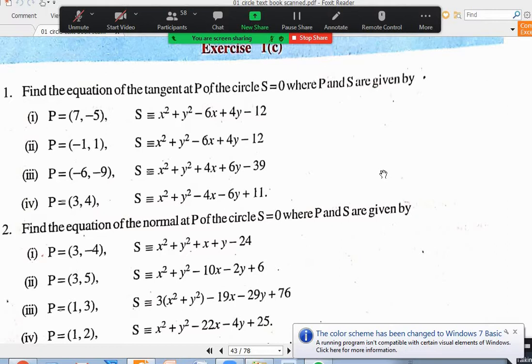Okay, exercise 1C. Doubts? I want to know if you have any. Section 1, first question and second question. Anybody any doubt? Equation of tangent means simply S1 equal to 0. Equation of normal means you just find the line joining to the center.